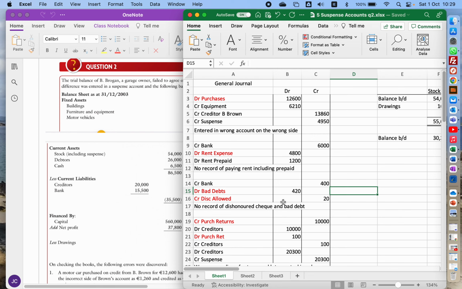So we can see discount allowed here, 20, that's a credit. That means that's going to be added to the existing profit I have now, whereas bad debts is going to be taken away from the existing profit that I have now.